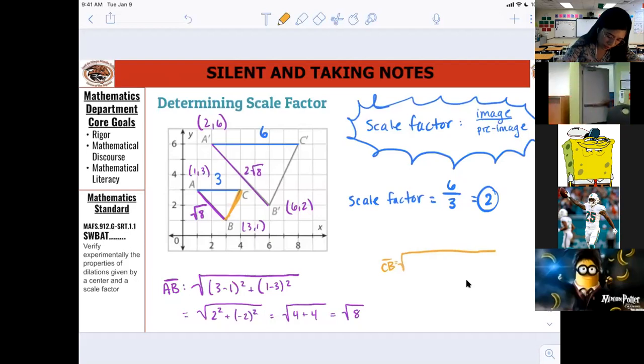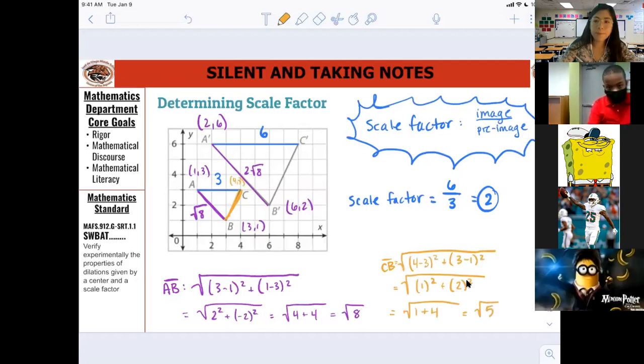So C is at 4 comma 3. So CB is going to be 4 minus 3 squared plus 3 minus 1 squared. So I get 1 squared plus 2 squared, which is 1 plus 4, square root of 5. So if this is the square root of 5, what is C prime B prime going to be?